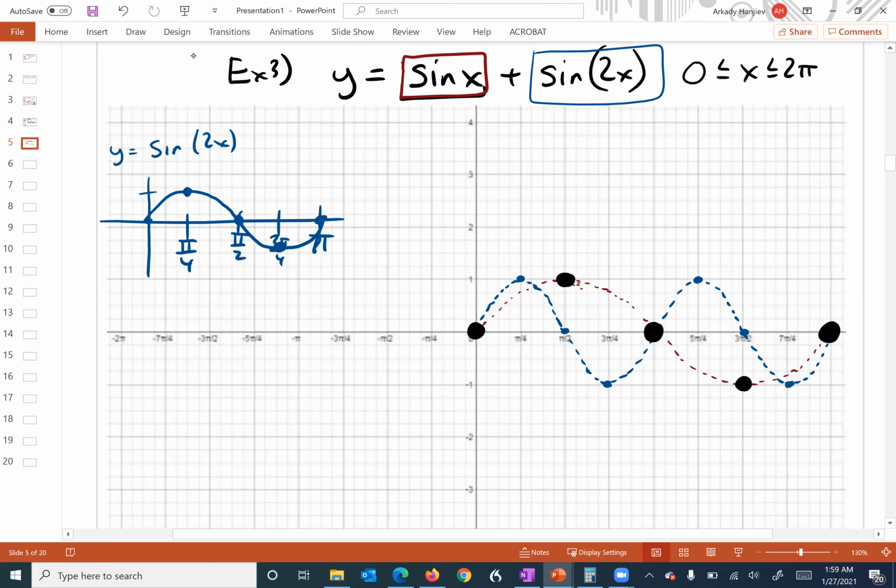Okay, so the burgundy graph is a little bit less than 1 right here, and the blue graph is right at 1. So what we're going to do is try to add these guys up. So that's 1. That's about maybe like 0.7-ish or something like that. So I'm going to move this up to be about right there. It's going to be the addition of those two together.